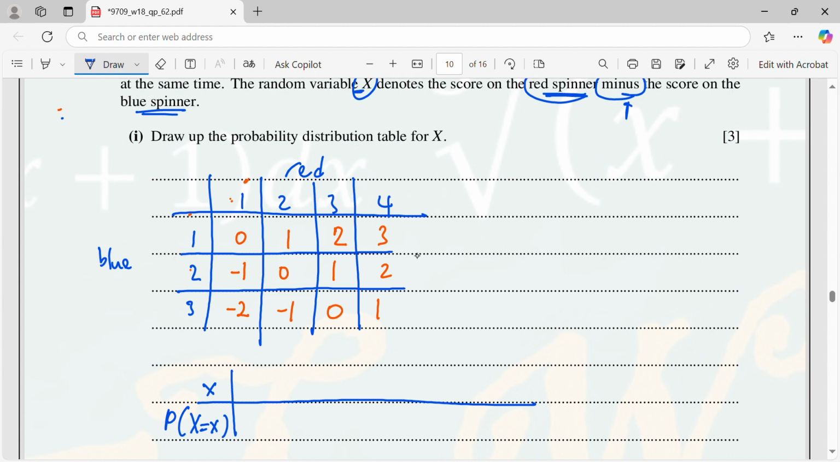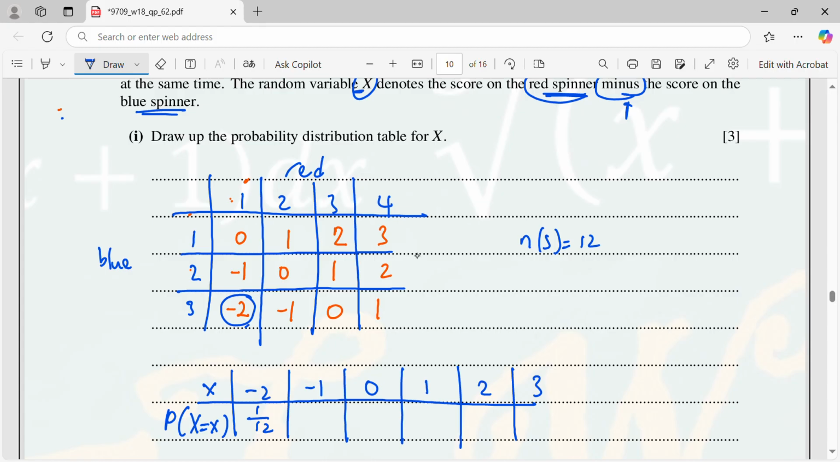Now, my x values, the smallest is minus 2, followed by minus 1, then 0, 1, 2, and 3. Okay, so now I just need to count. Minus 2, there's only once. So total here 4 times 3, 12. So N(S) is 12. Right? So that means now my probability is 1 over 12.